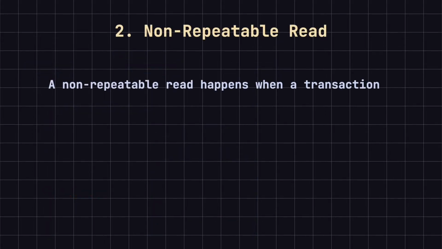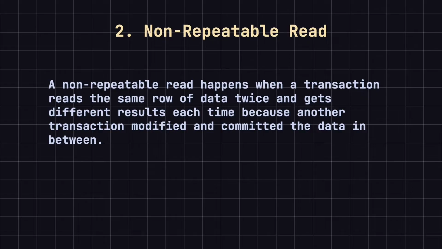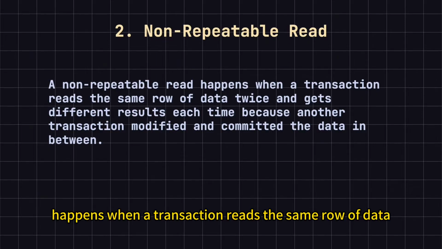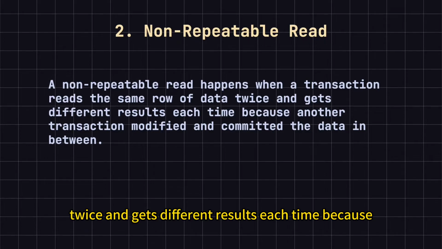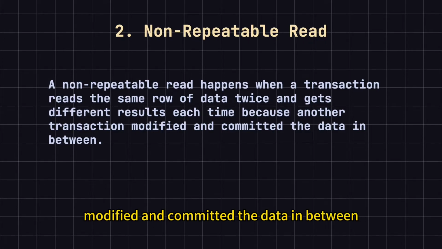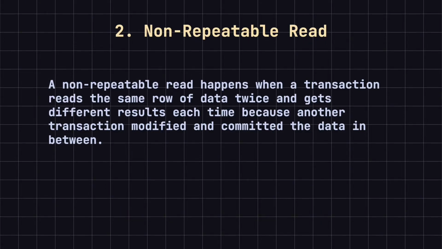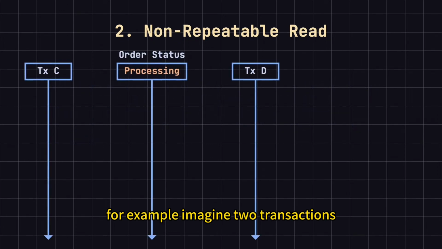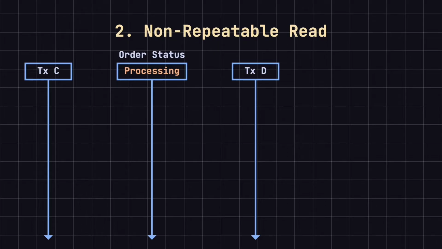2. Non-repeatable read. A non-repeatable read happens when a transaction reads the same row of data twice and gets different results each time because another transaction modified and committed the data in between. For example, imagine two transactions, Transaction C and Transaction D.